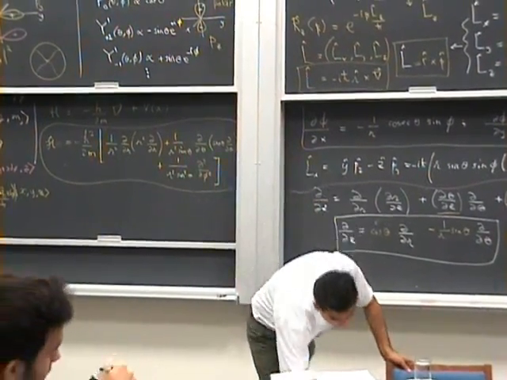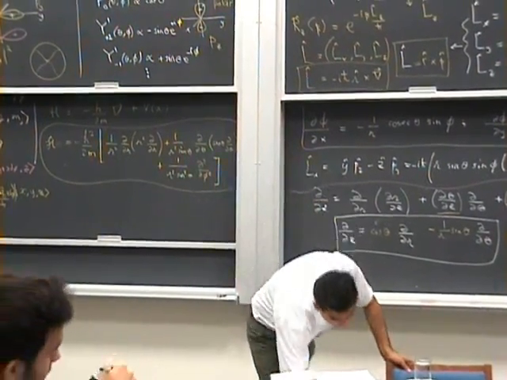Now these are our relationships. We know that first of all partial r by partial z equals z over r. Now z over r is simply cosine theta. Partial r over partial x? What is partial r over partial x? It will be x over r. X over r is sine theta cosine phi. Likewise, partial r over partial y will be sine theta sine phi. Now these are three partial derivatives. Okay. Now let's find out the derivatives of theta with respect to x, y, and z.